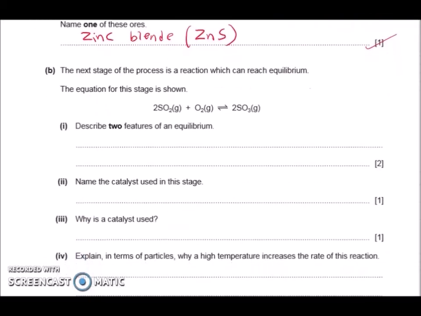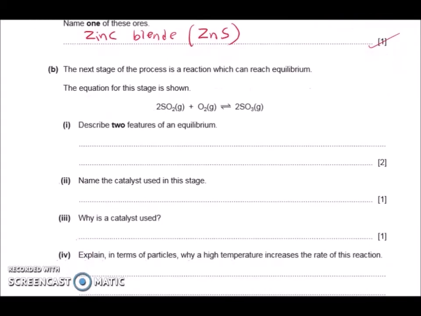Okay, the next stage of the process, the reaction which can reach equilibrium. The equation for this stage is shown. Okay, this is sulfur dioxide. This is sulfur trioxide. Okay, this symbol. Describe two features of an equilibrium. Okay, this symbol represents, the first thing is the reaction is actually reversible. Okay, so I just write it first. The reaction is reversible.